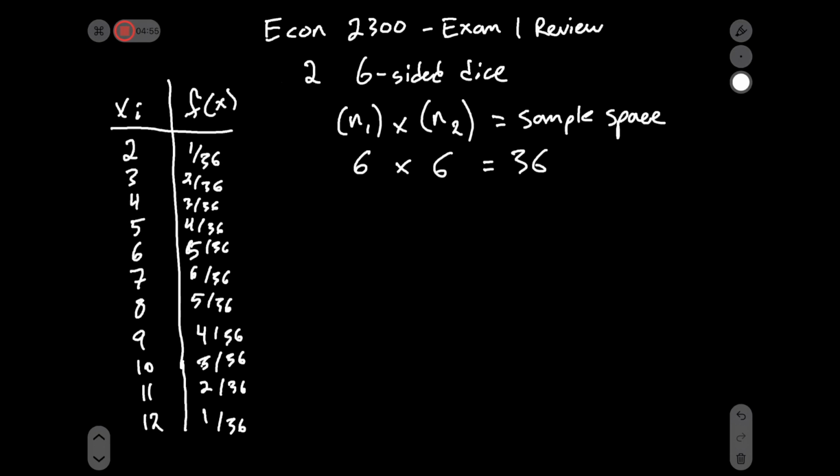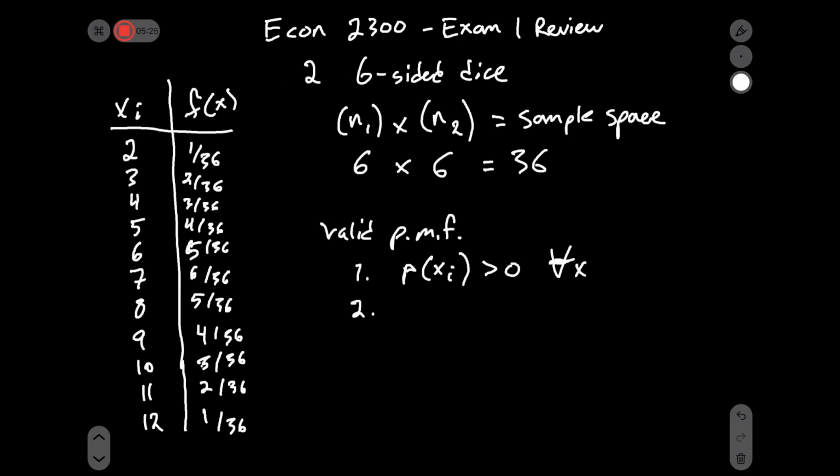Well, a valid PMF will satisfy two conditions. Okay, the first is that the probability of any of these possible values that x could take on is greater than or equal to 0, f(x) ≥ 0. And this is true for all x. So this is just a symbol for all x. So this is the first condition.